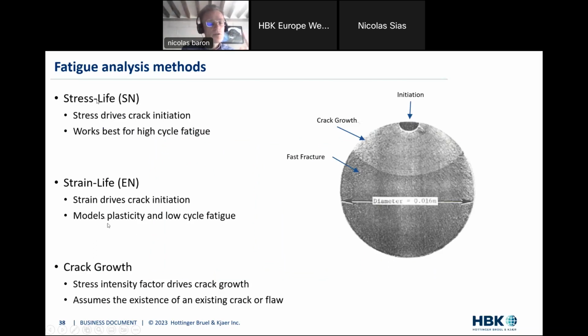So those are the two main methodologies used for calculating fatigue: stress life and strain life. And there's then crack growth, which is a bit different, very much used in the aerospace industry typically. It is driven by the so-called stress intensity factor, so it's a bit different than stress or strain being the main inputs into fatigue. But it's very useful when you have to evaluate how the crack will propagate and extend over time. Here we are assuming the existence of a crack or a flaw in the design. So that's a particular topic.